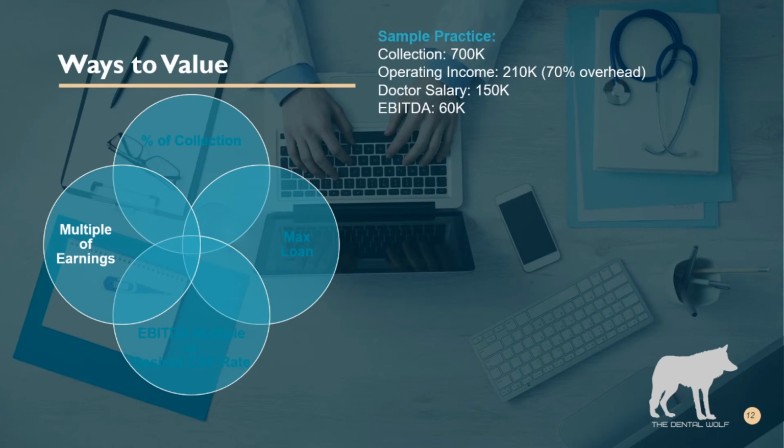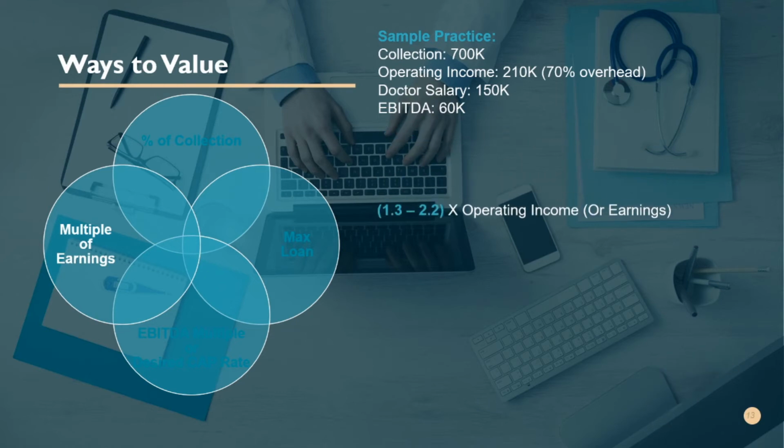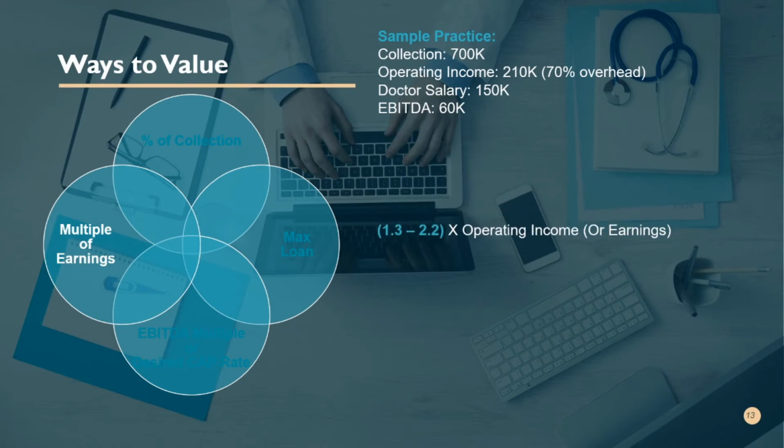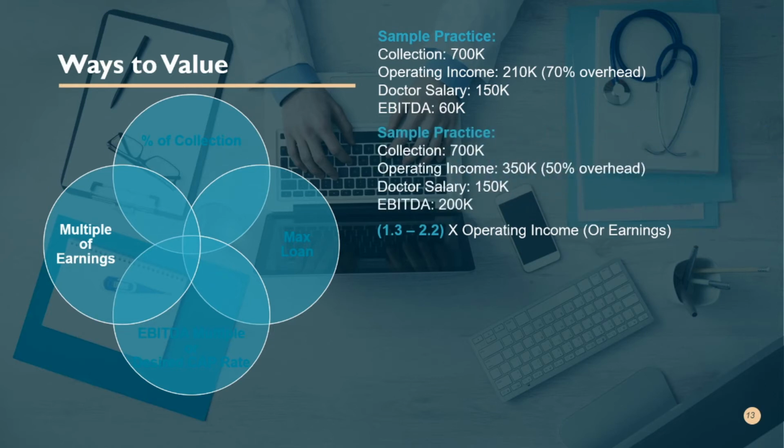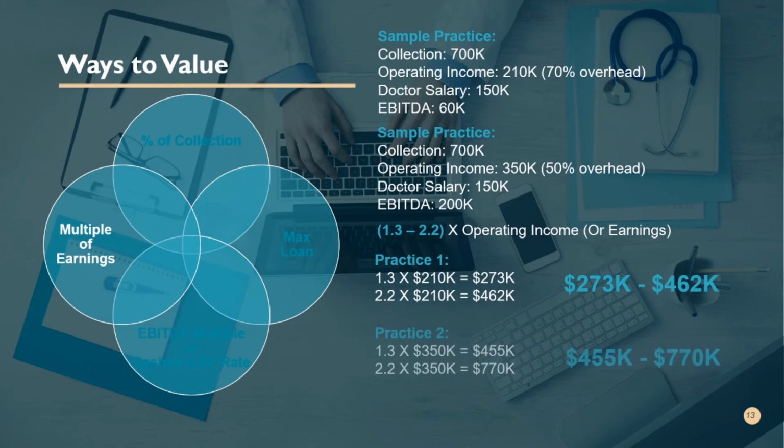So that brings us to our next valuation method, which is multiple of earnings. This valuation method takes your operating income, or your earnings, and multiplies it by between 1.3 and 2.2. So let's take our second practice again and now compare the two. The second practice again has an operating income of $350,000 because its overhead is much lower and has a much higher EBITDA. So practice 1 using this method would be valued between $273,000 and $462,000. Practice 2, on the other hand, would be valued at $455,000 to $770,000.